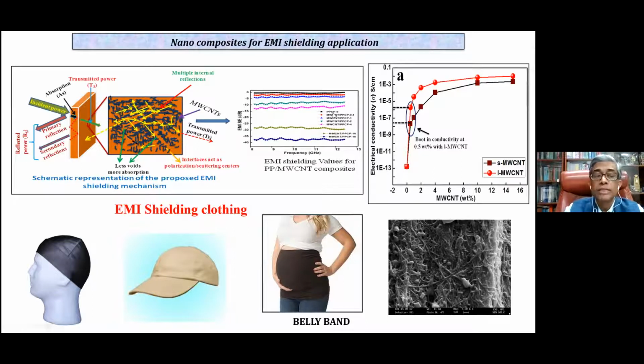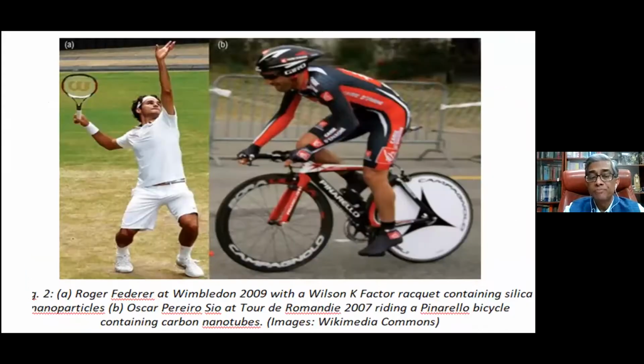So they can be used for shielding and many clothing purposes. You can have this kind of protective device even for women who are expecting babies, because nowadays everybody is exposed to many kinds of radiation. Everybody has to work professionally, so this can provide very good support for this purpose.